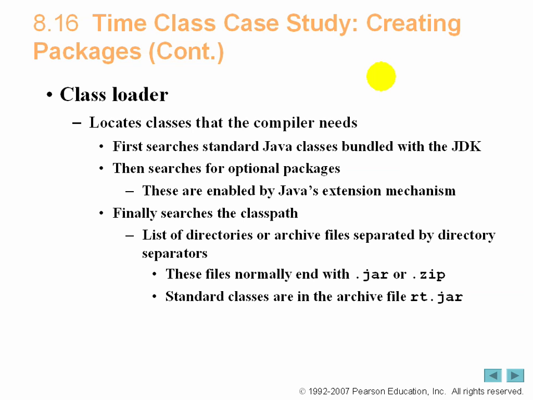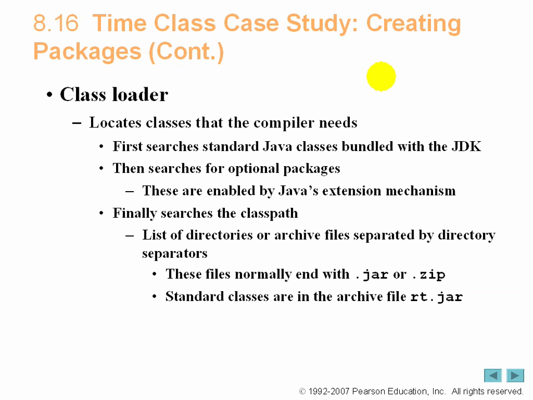So the way it works for the compiler is that it locates all the classes that the compiler needs, first by searching through the Java classes that are bundled with the Java development kit, and then searching through what are called optional packages. Java actually provides an extensions mechanism where you can drop new packages of classes into a specific folder, and those will automatically extend your Java development kit or your Java runtime environment so that those classes can be used in your runtime and at compilation time as well.